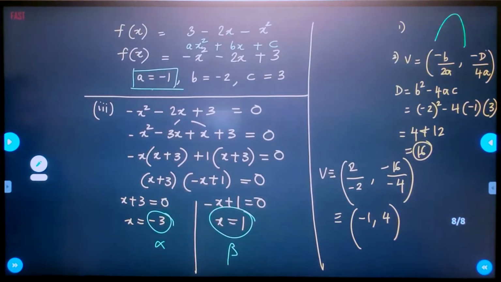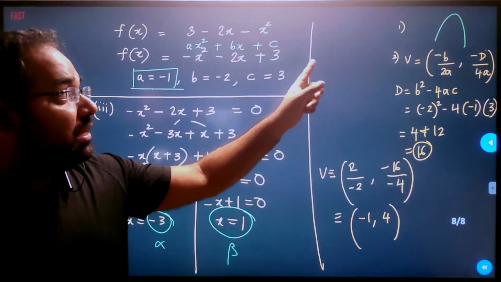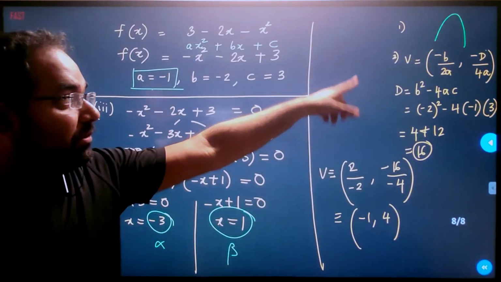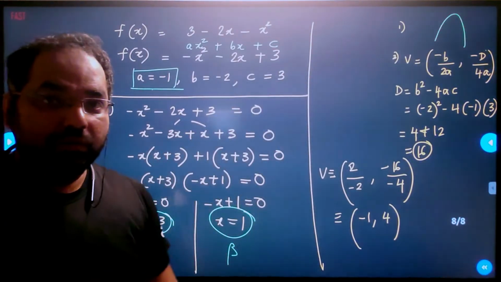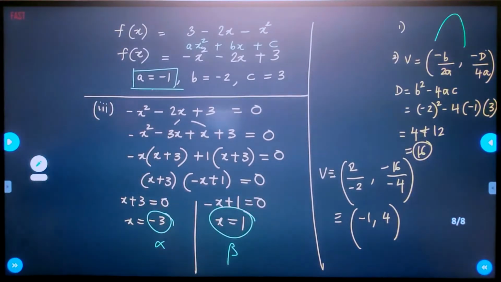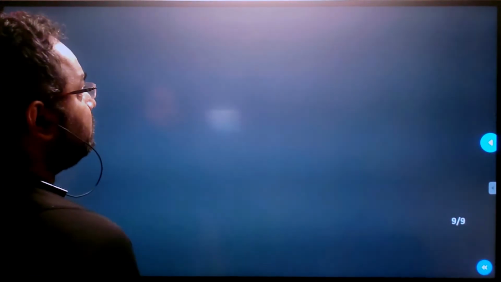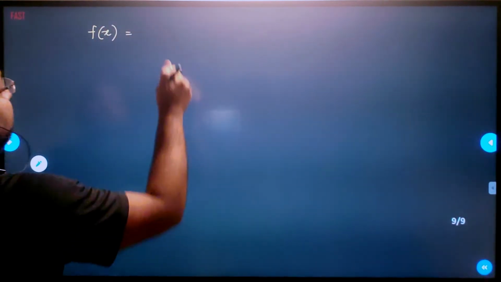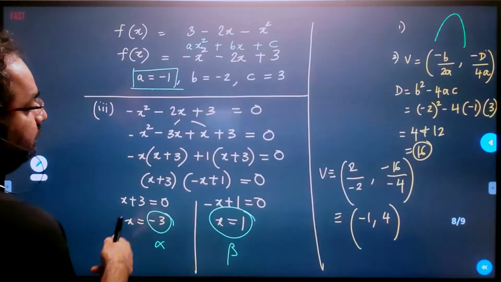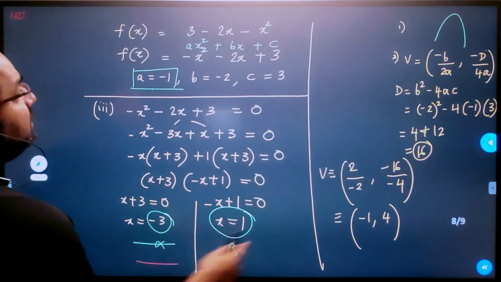I am done with everything that I need. I got alpha, I got beta, I got whether it's downward or upward facing, and finally I got the value of the vertex. With all this in place, let us figure out how to do this. So I'm just going to write everything down here. First, what was f of x? F of x was minus x square minus 2x plus 3.